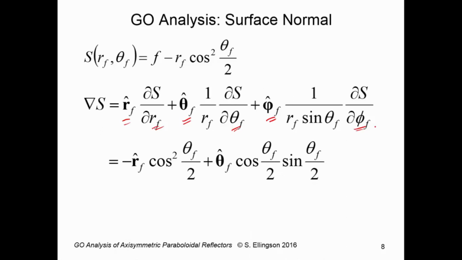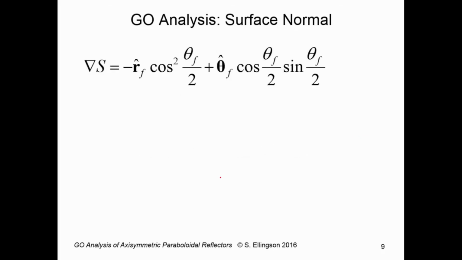So what I find here, and you can do this very quickly, I won't walk you through it step by step, it's quite simple. You find that the gradient of s is minus r_f hat cos²(θ_f/2), and then you get a θ_f component, which is equal to cos(θ_f/2) sin(θ_f/2), and no φ_f component, because the gradient in the φ_f direction is 0. We only get an r hat and a θ hat component.